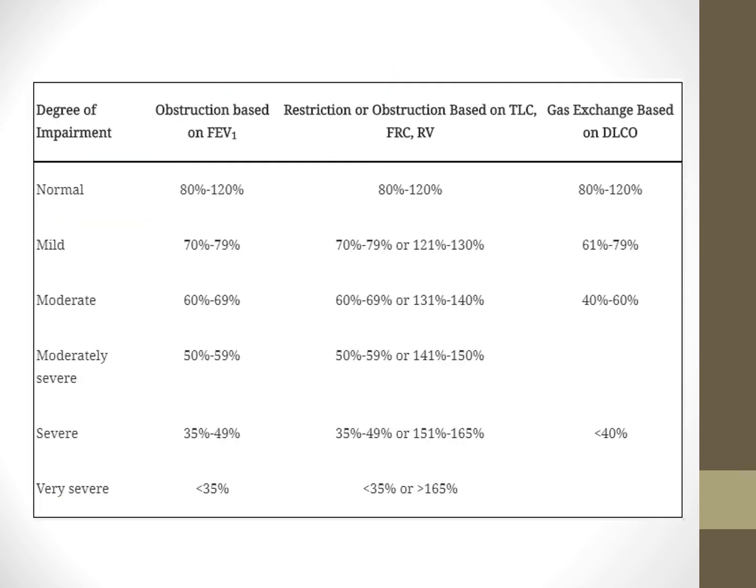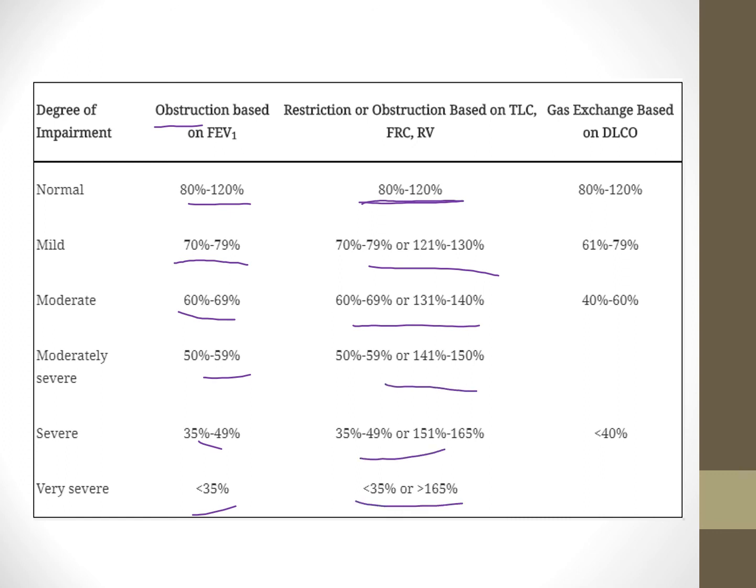All right, and so this is directly from your book, and this would be looking at obstruction here, right? Normal for a FEV1 would be 80 to 120. Mild would be 70-79. Moderate, severe, and then low. And then when we're looking at restriction, same thing, 80 to 120 would be your normal limits. Notice that you're seeing some repetition here. This is good. This is very good.